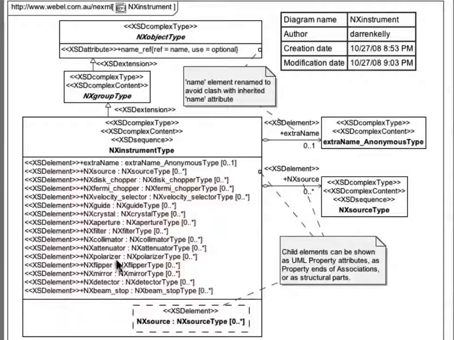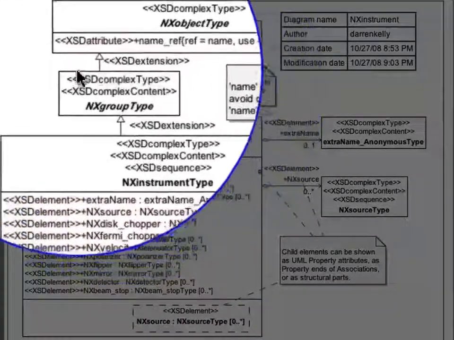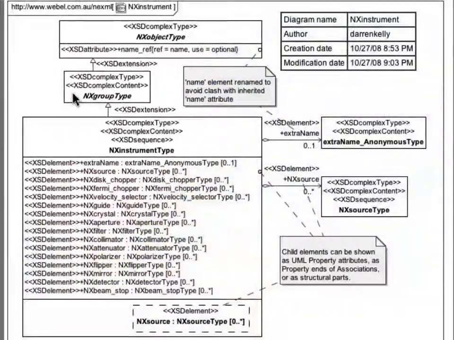You'll see that it's an NX group. This is an abstract type I've included to improve organization of the hierarchy, and groups are of course also objects.